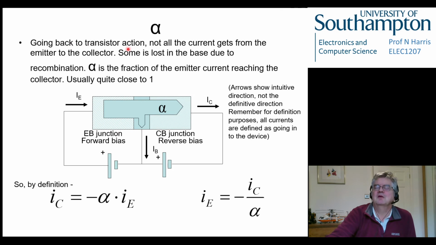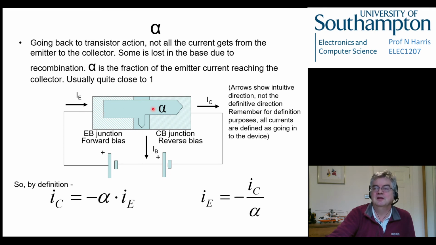So up until now we've always said let's assume all the current goes through the device. This is obviously plainly not true. Not all of the current gets from the emitter to the collector, and some is lost in the base, this area here, due to recombination: they just stumble across spare holes or electrons and recombine. And alpha is the fraction of the emitter current reaching the collector. Usually quite close to 1. In an ideal transistor it would be 1.